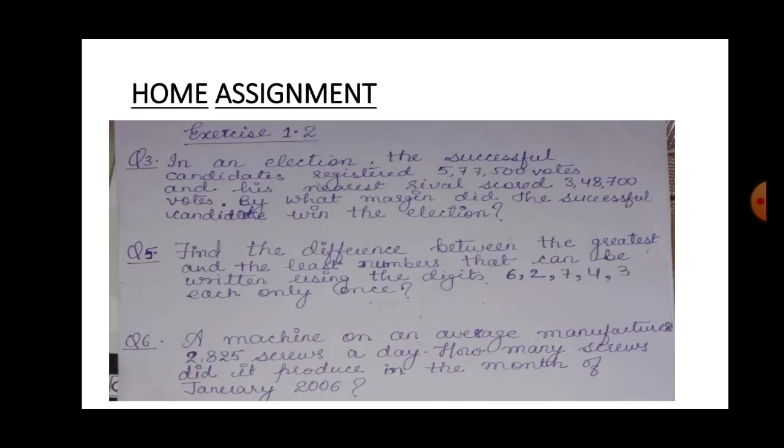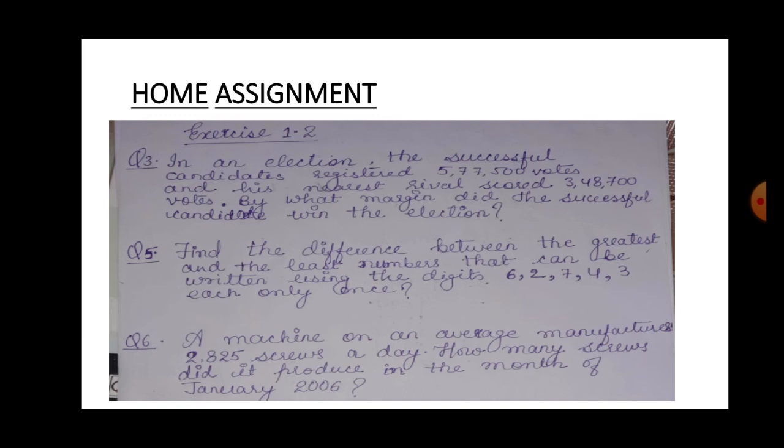I hope whatever we have discussed today you have understood. So on the basis of all such questions we have solved, I am giving you some home assignment from the same exercise. You have to solve question number 3, question number 5 and question number 6.